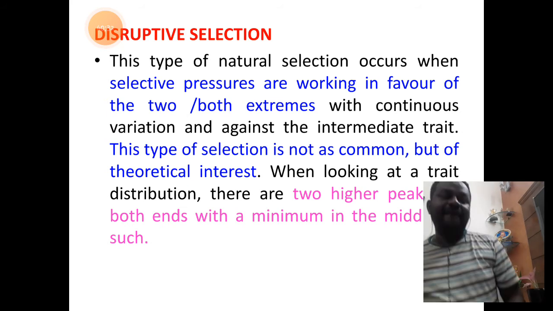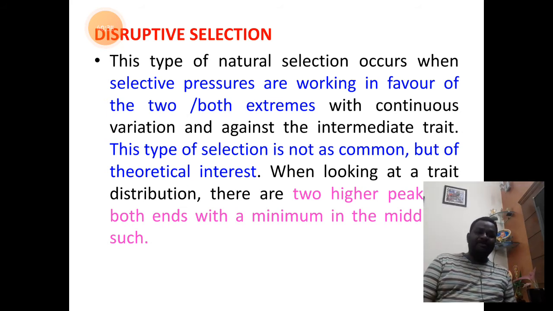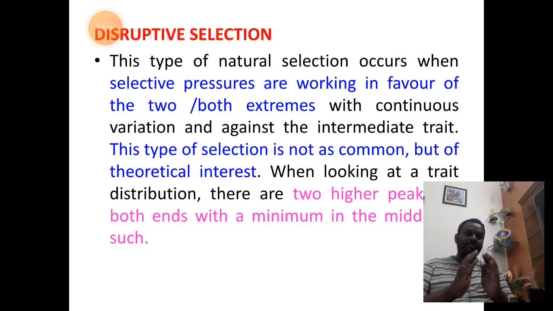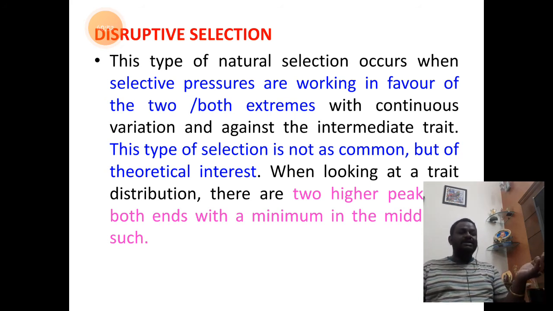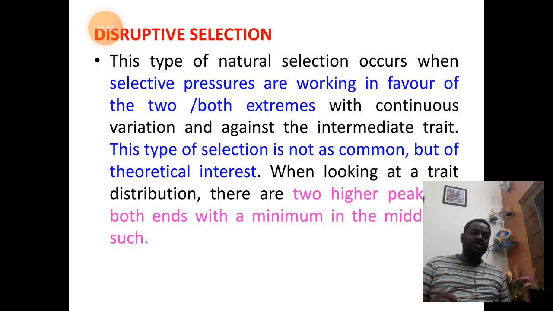The second type we have is disruptive selection. In this type, natural selection favors only two extremities, but the middle one is eliminated. When two extremities are selected, both extremities or characters will be seen more in number in nature. So this is not a common process that we find in nature generally. It is for theoretical interest. So it is a theoretical concept.